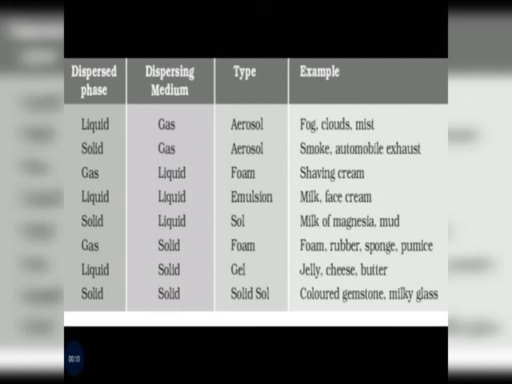Today, we learned about different types of mixtures, properties of true solution, suspension, and colloidal solution.